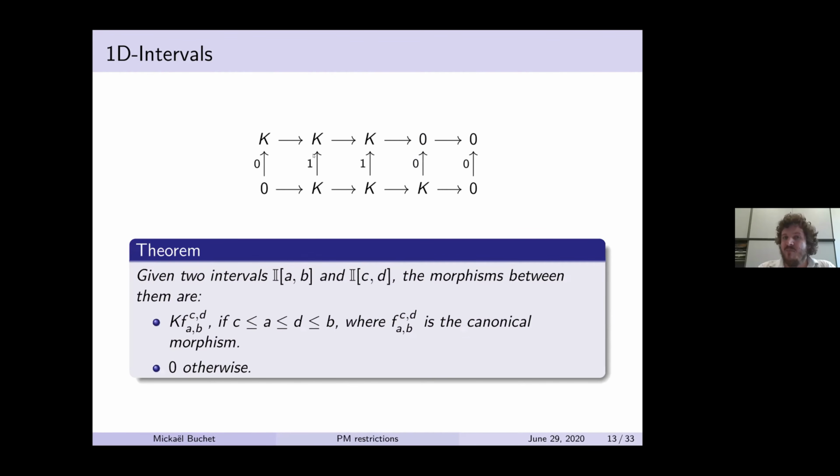That just says that I put alpha equal 1, a unit element from my field, and then I define this element. And now I know that all morphisms will be of the form k, one element of K, times this canonical morphism. If this condition, C less than A less than D less than B, is not satisfied, then my morphism is necessarily 0.